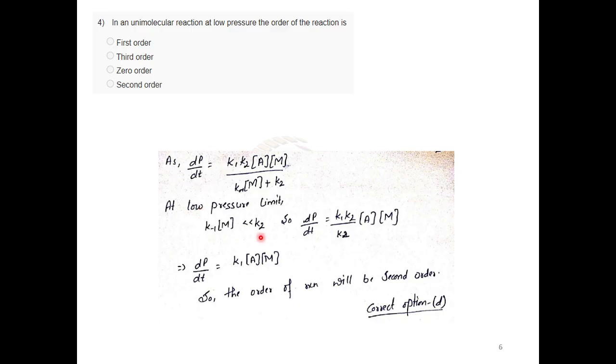So in most cases of k2, the order of the reaction is second order. Though it is a unimolecular reaction, the order can be more than one, that is, second order.